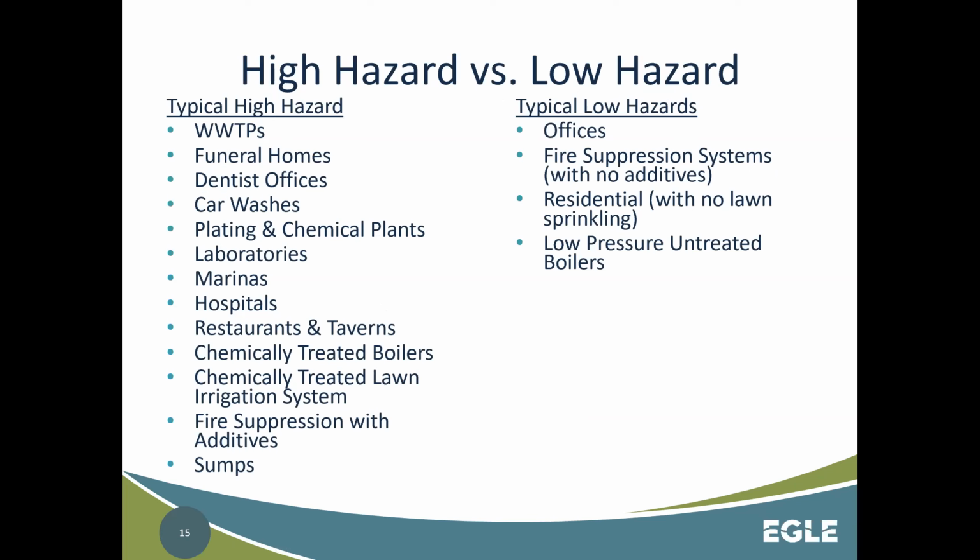Chemically treated boilers. We talked about this, right? Your high pressure boilers are often chemically treated with anti-scaling agents and anti-corrosion things. Chemically treated lawn irrigation systems.